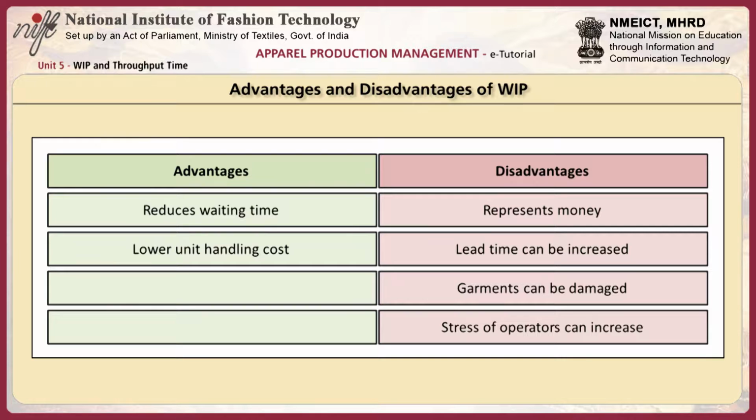Let us look at the advantages and disadvantages of higher WIP. The only main advantage would be reduced waiting time and lower unit handling cost, whereas the disadvantages are pretty high. Higher the WIP represents higher money stuck inside the system. Lead time is increased. There is higher chances of garments being altered or damaged or repaired. Stress of the operator can be increased because of high WIP.